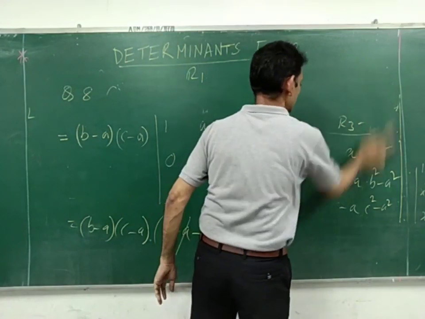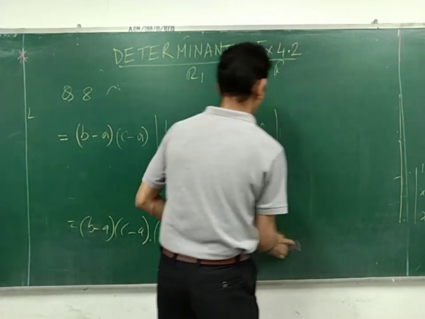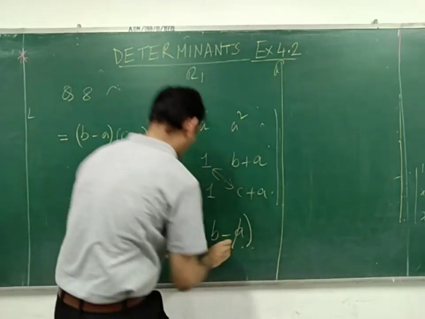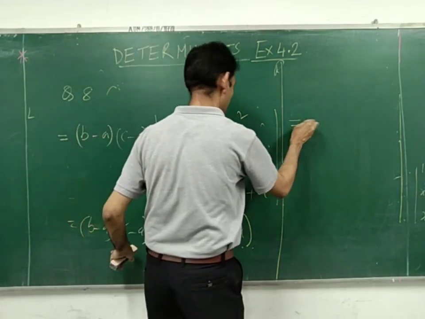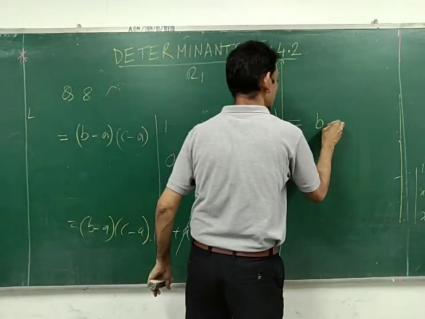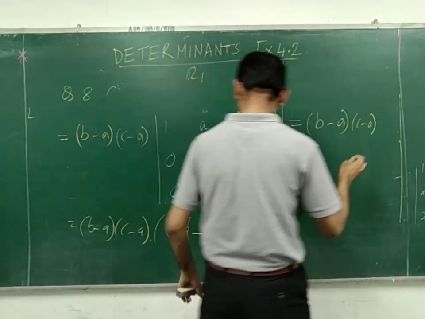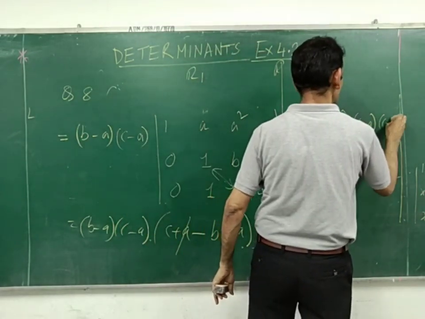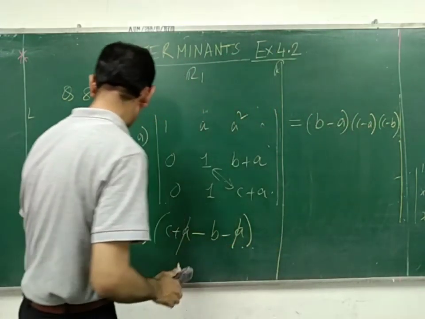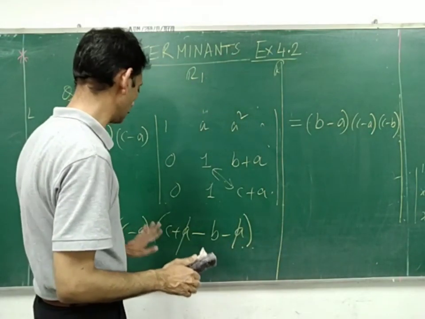What is the final step? I'm going to write it. The final step after this is: B minus A, C minus A, then C minus B. I repeat, this is (B minus A)(C minus A)(C minus B).